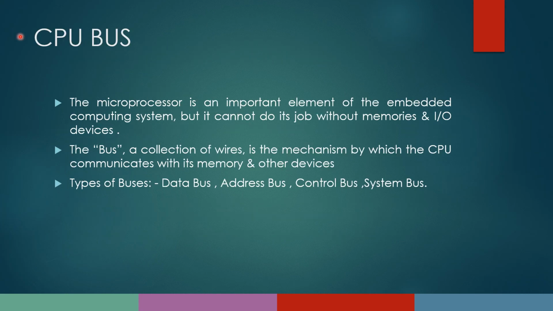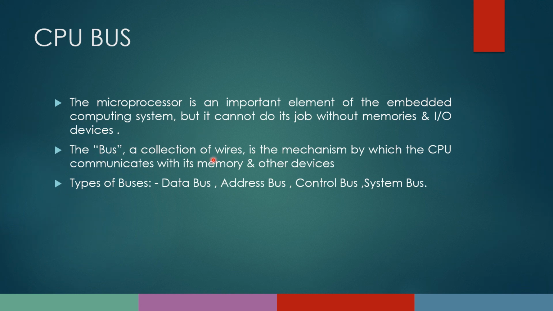Now, next section: before going directly into the ARM CPU bus organization and its protocols, let us first discuss the basics of the CPU bus and what we mean by protocol. The microprocessor is an important element of an embedded computing system, but it is not capable of doing its job without the memories and the input-output devices. And we also know the importance of the bus. Without a bus, the different systems cannot intercommunicate with each other.